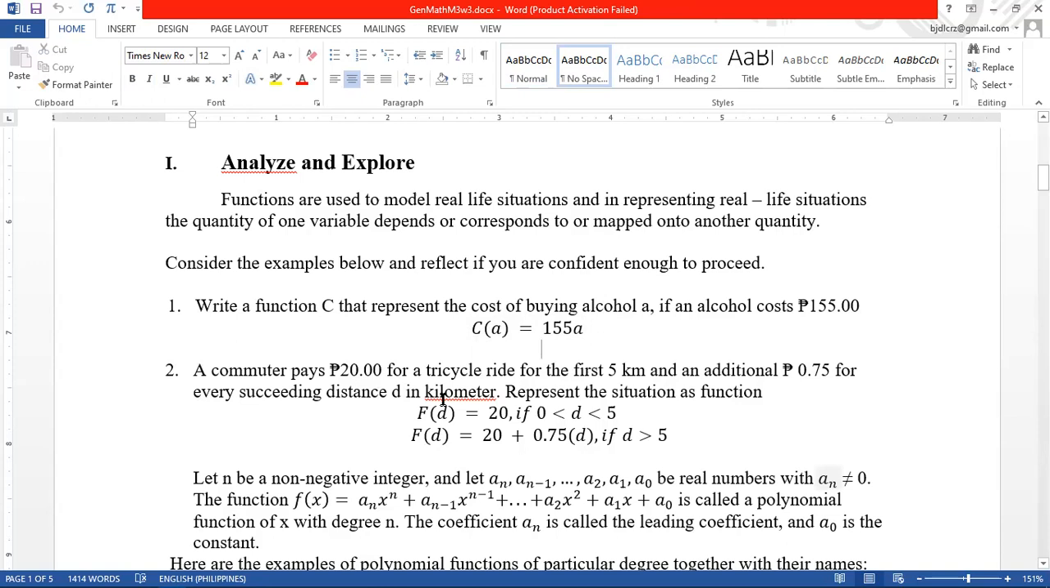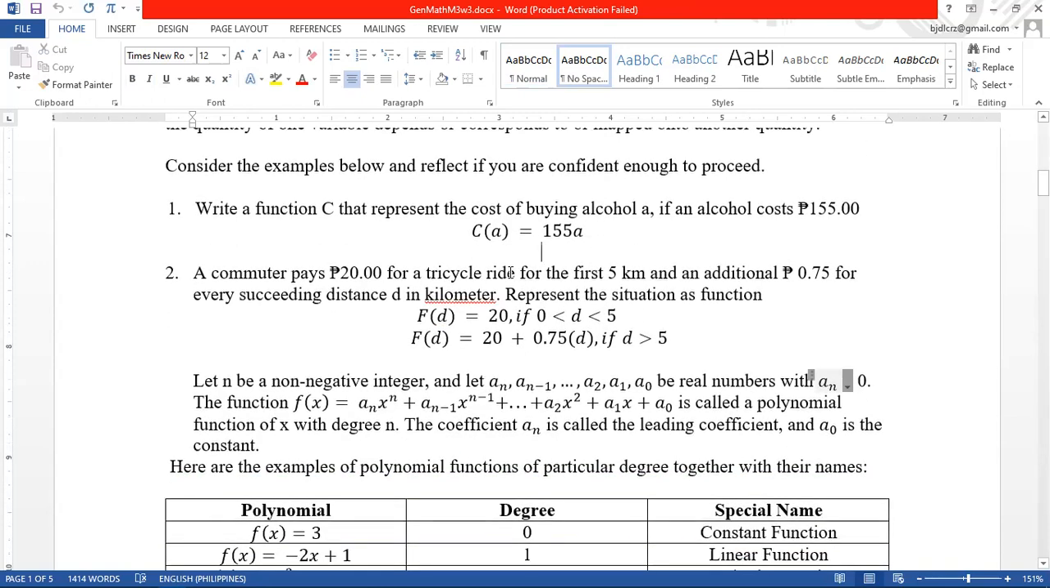Next: a commuter pays 20 pesos for a tricycle ride for the first 5 kilometers and an additional 0.75 pesos for every succeeding distance d in kilometers. Represent the situation as a function. Okay, first function: f of d is equal to 20 if the distance d is greater than 0 and less than 5.